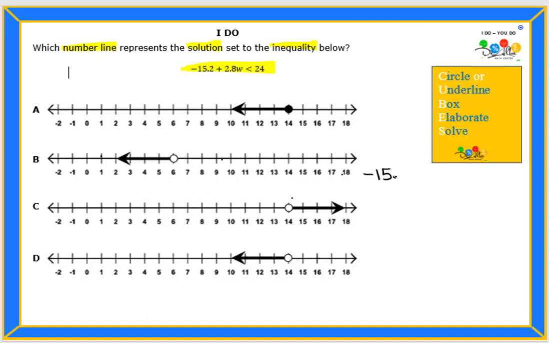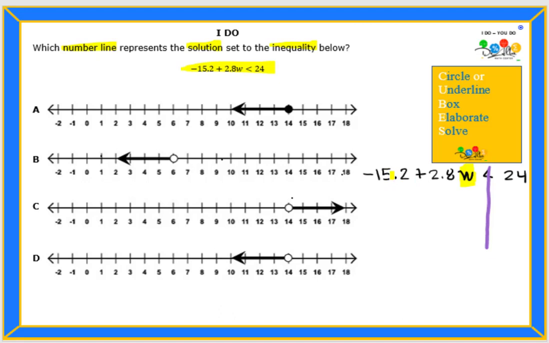Negative 15.2 plus 2.8w is less than 24. Okay, so the first thing I'm going to want to do is remember that I am going to be doing the same thing to both sides. I'm going to look for my variable, and my variable is a w, and the variable has a coefficient of 2.8, or is being multiplied by 2.8, and also has a negative 15.2.